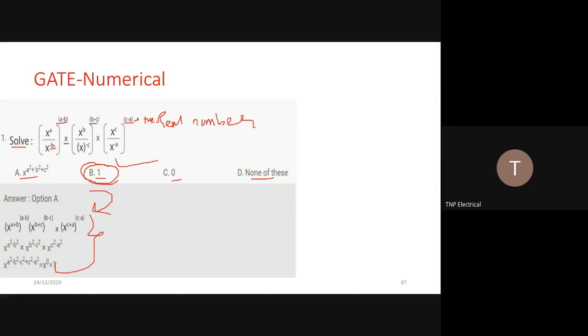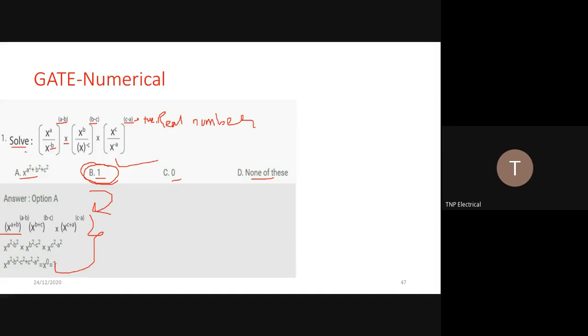Now if you see here, we can represent this as x to the power a upon x to the power minus b to the power a minus b, into x to the power b upon x to the power minus c to the power b minus c, into x to the power c upon x to the power minus a to the power c minus a.